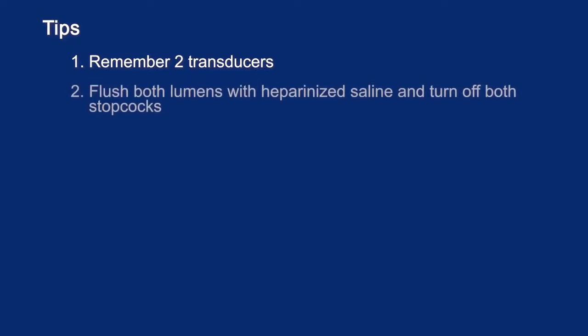These tips may help ensure a successful procedure. All Langston devices require a second transducer. Make sure to flush both lumens with a heparinized solution and turn the stopcock off before inserting the catheter into the introducer sheath. If blood is drawn into either lumen, that lumen should be flushed immediately. Not doing so could result in a clot formation.